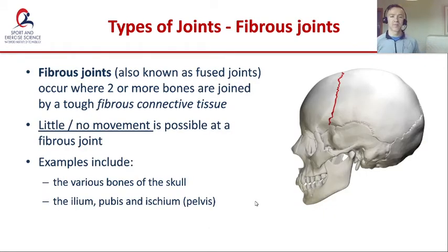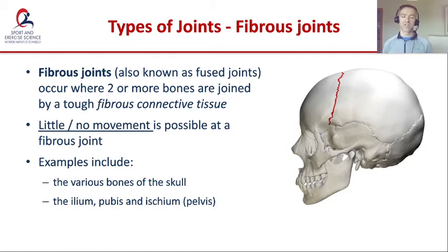So looking at the fibrous joints, we've kind of hinted at these in one of our earlier tutorials where we looked at the skull. So we said that, oftentimes we think of the skull as one single bone, but in fact it's made up of 22 different bones that are fused together. So in the skull, where those bones are fused together, we have a special type of joint called a fibrous joint, also known as a fused joint.